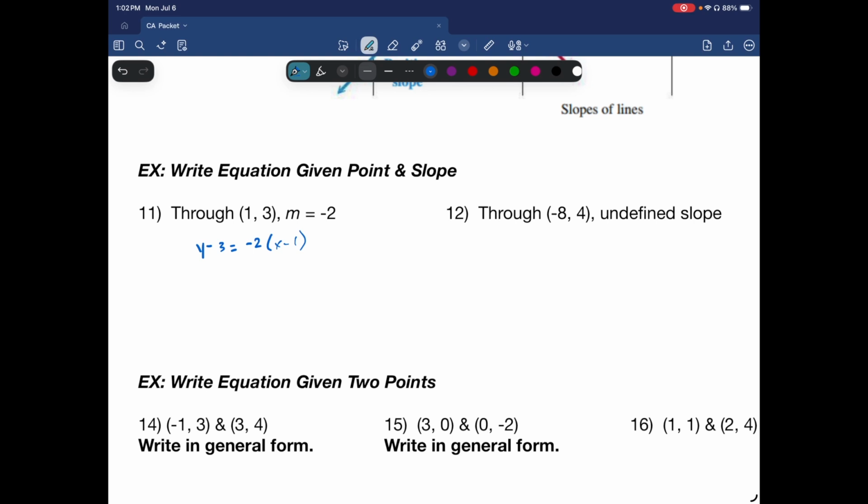Now I'm going to solve for y. I'm going to take a few steps to do it. I'm going to distribute. So I got -2x plus 2, and then I'm going to move the 3. y equals -2x plus 5. So that is my equation in slope-intercept form.